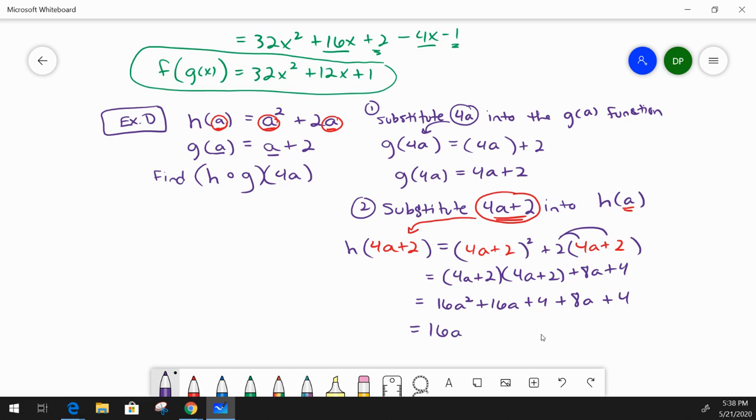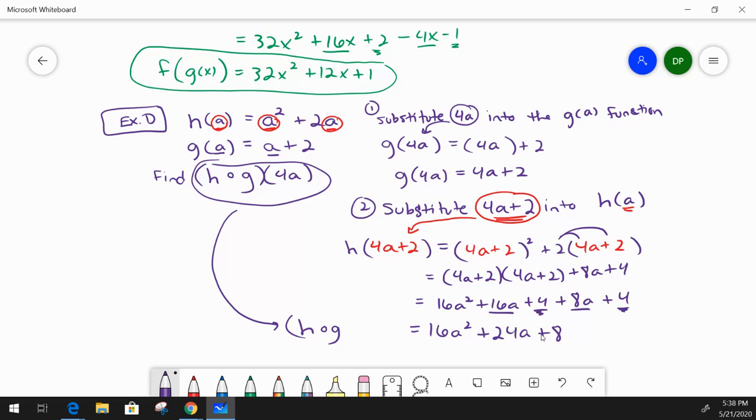So we have a 16a squared. We have 16a plus 8a would be 24a. 4 plus 4 is 8. So for our final answer, you should take what original expression you were given, h of g of 4a, which then equals this new function, 16a squared plus 24a plus 8.